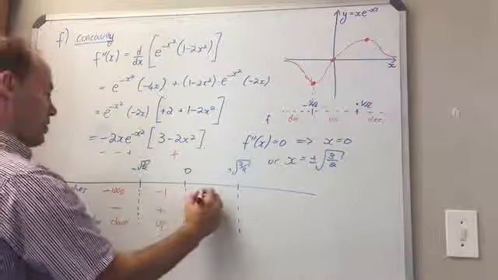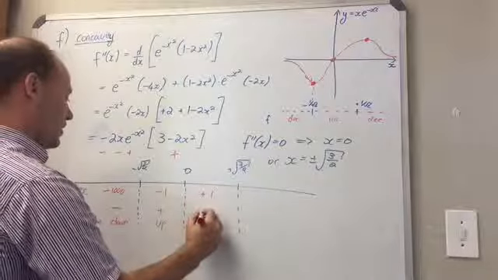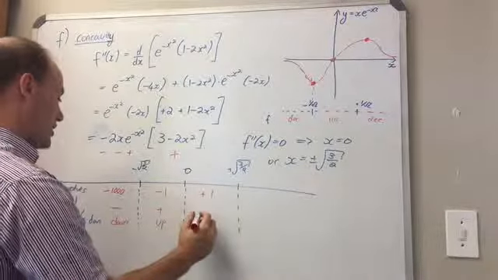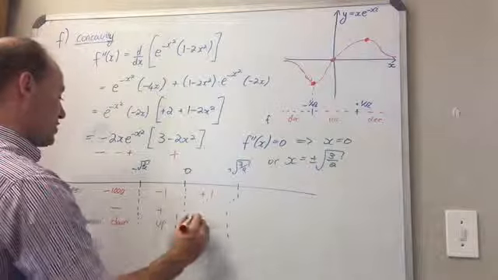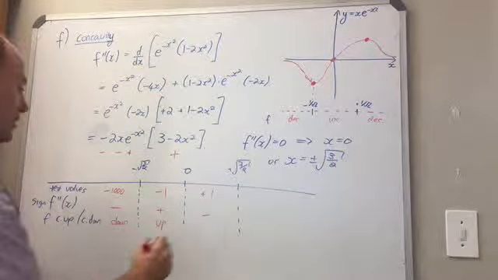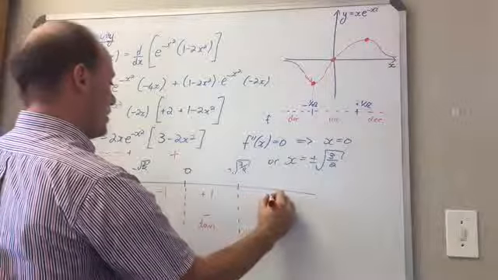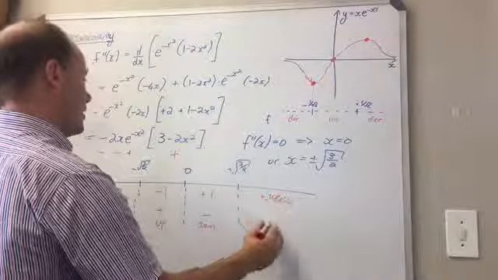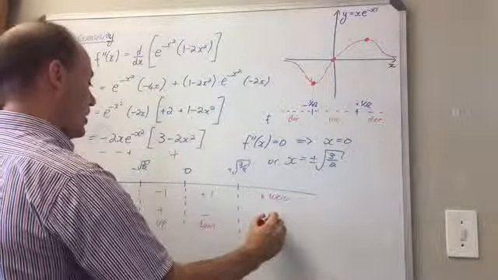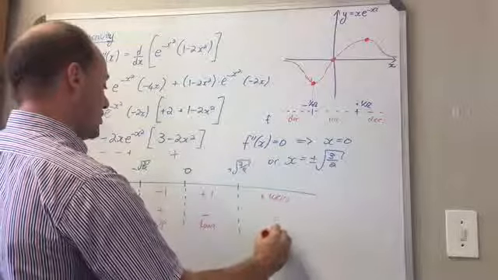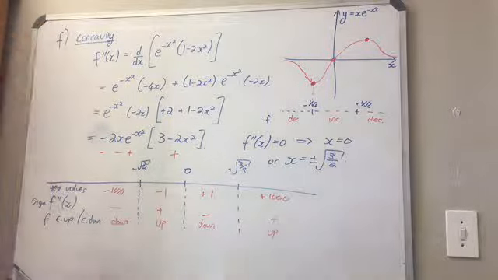And similarly, if you carry on working out over here, I can use +1 as my test value, I sub +1 in, and I'll get out a negative number, so it's going to be concave down. And then I can use +1000 as my test value, sub +1000 in, and I'll get out a positive number, so the graph is concave up.